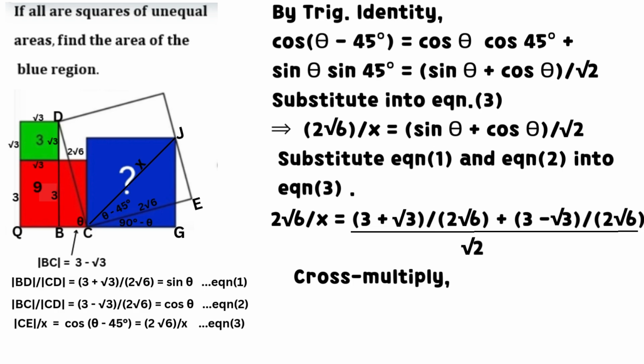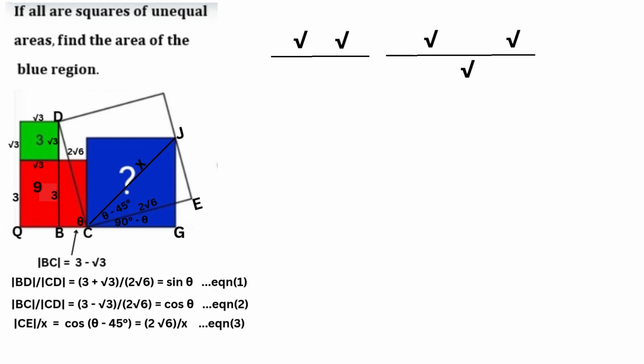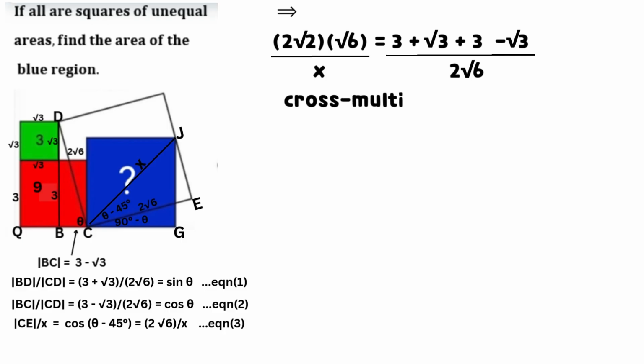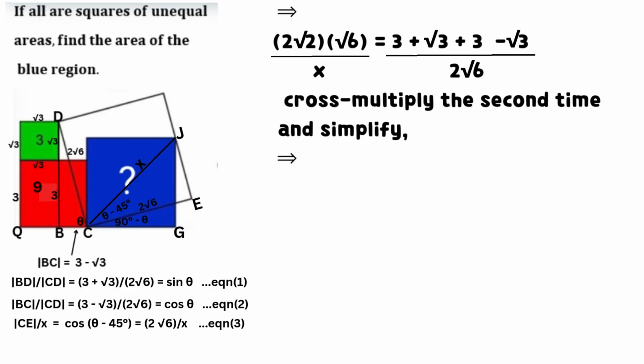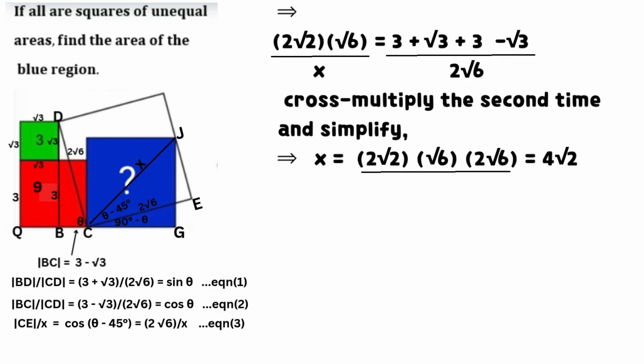Cross multiply. It implies that 2 times the square root of 2 multiplied by the square root of 6, all divided by x equals 3 plus the square root of 3 minus the square root of 3, all divided by 2 times the square root of 6. Cross multiply the second time and simplify. X equals 4 times the square root of 2, as shown on the screen.